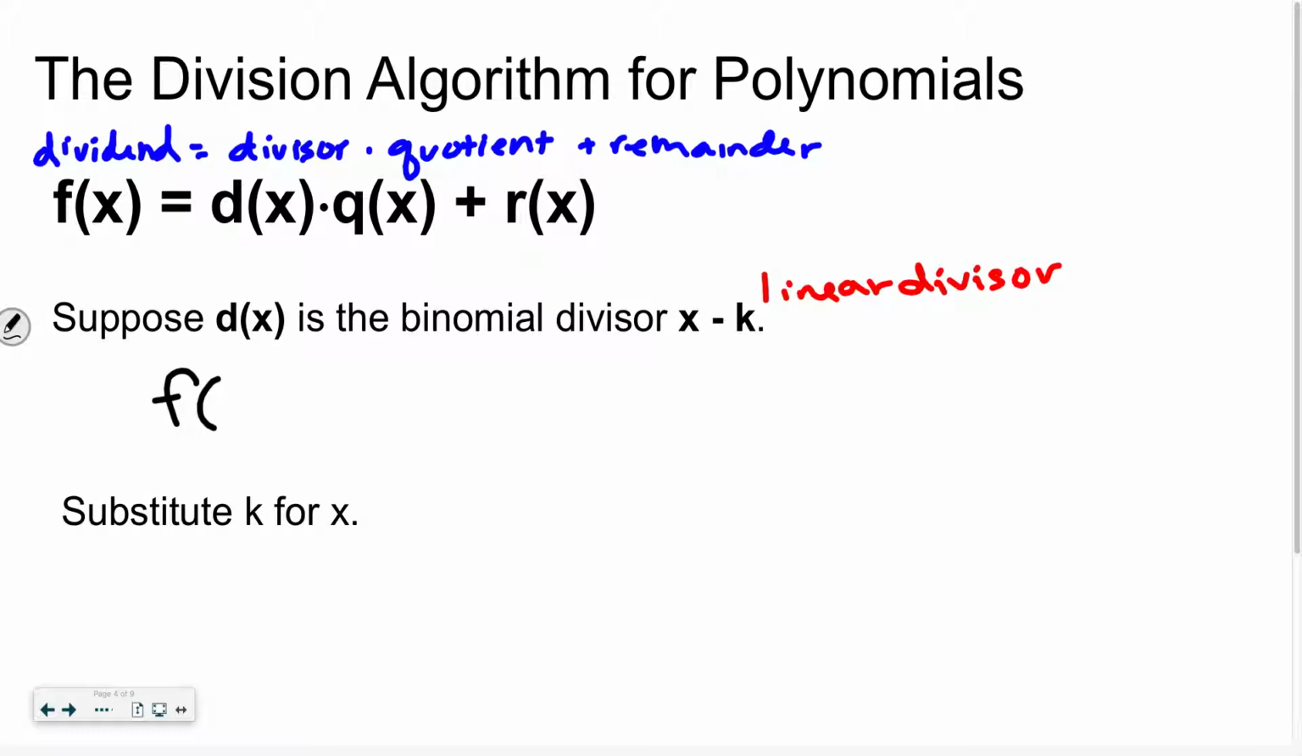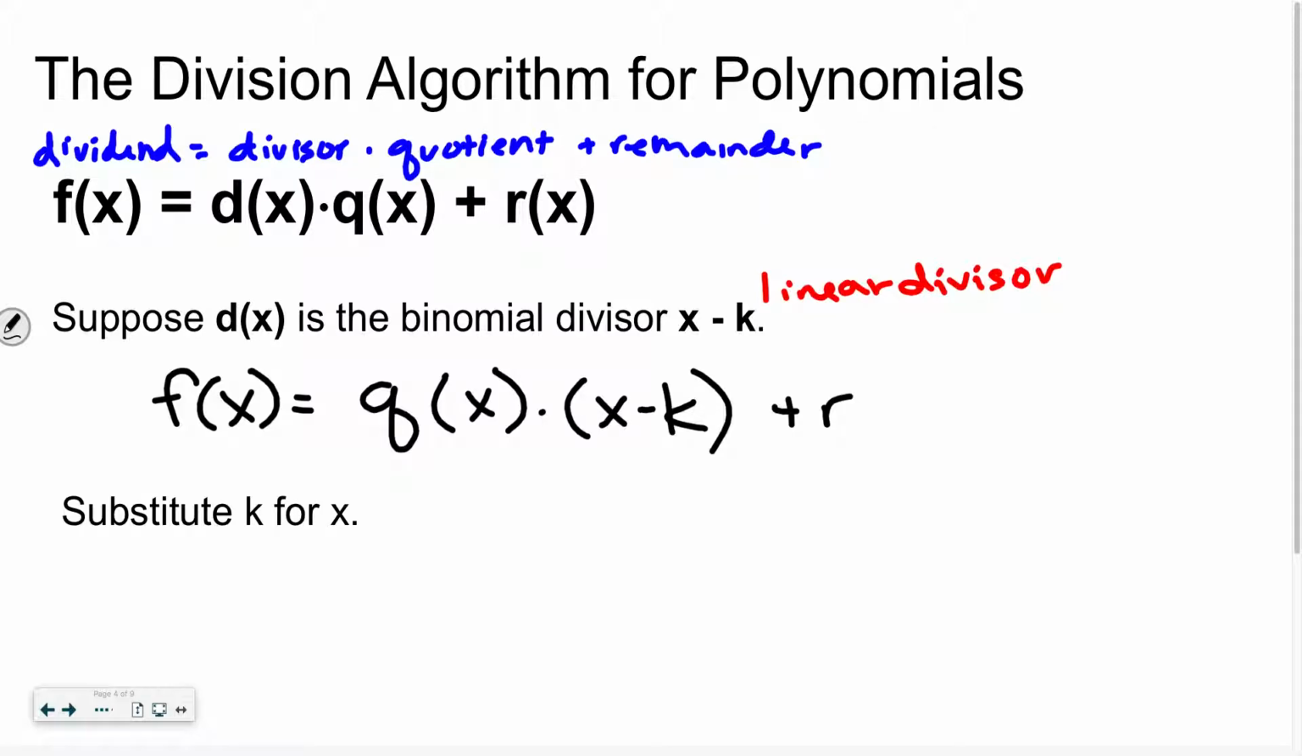So that means that f of x equals, I'm going to rearrange my stuff here, q of x times x minus k, multiplication is commutative, so I could do that, plus r of x. So all I'm saying is let the divisor be x minus k. Now, think about what the division algorithm meant back in that long division problem we were doing.